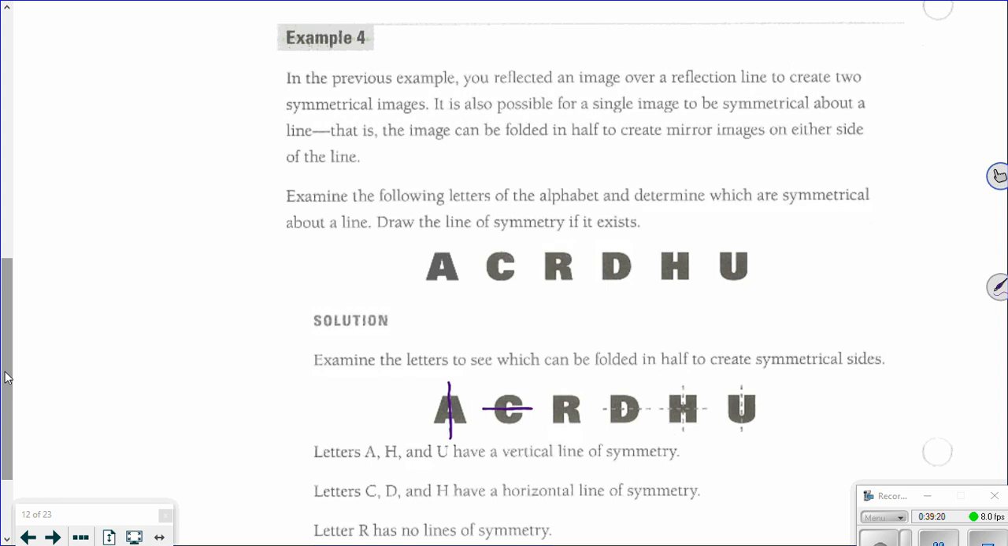R doesn't have any. There's no place that I could cut that or fold it to make it line up. But D I could do vertically. H has 2, a vertical and a horizontal. And U has a vertical line as well.